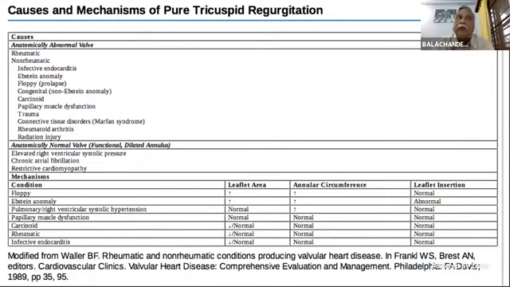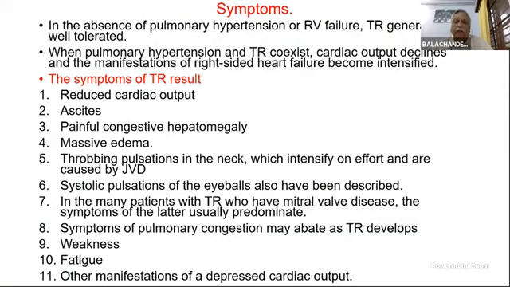Ebstein's anomaly is an important cause, and mitral or tricuspid valve prolapse, carcinoid syndrome, etc. So these are the causes and mechanisms of pure tricuspid regurgitation. With this, let us go straight away to the clinical appraisal. Next slide. We'll come to some of the conditions later on because the accent is on clinical.